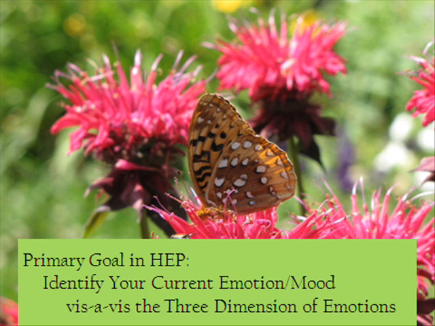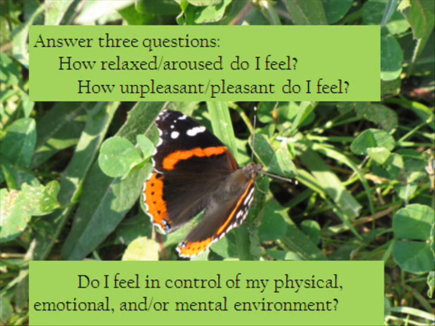What we do have to do to use HEP is identify our current emotion or mood in terms of the three dimensions of emotion. To put it in another way, you have to ask yourself these three questions. How relaxed or aroused do I feel? How unpleasant or pleasant do I feel? And do I feel in control of my physical, emotional, and/or mental environment? If you can answer these, then you are ready to use HEP.